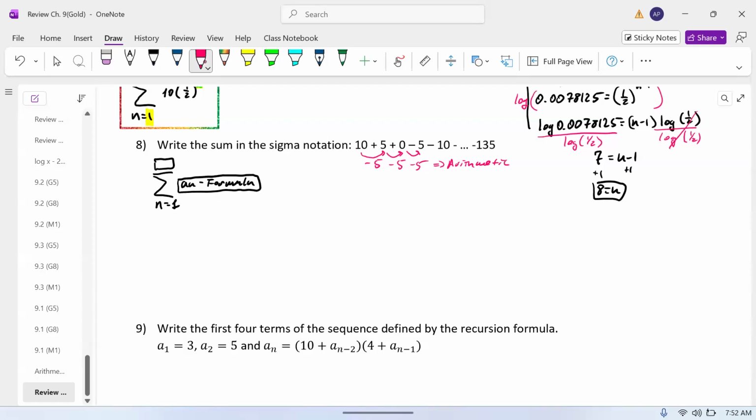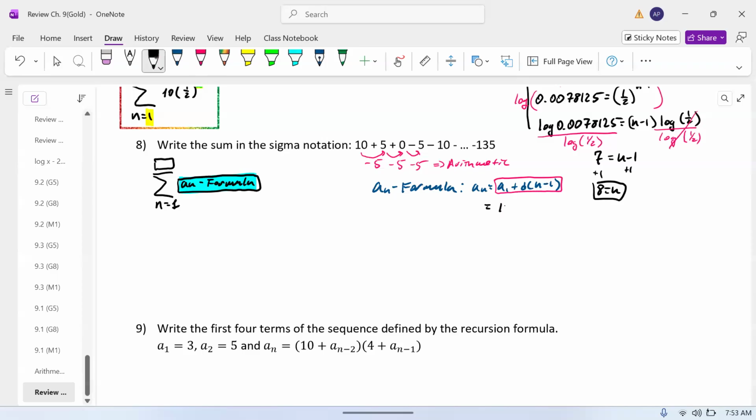So this is an arithmetic series. Knowing that, to find our a sub n formula, we're going to use a sub n equals a sub 1 plus d times n minus 1. Here, keep in mind, we're not going to put anything for a sub n because we want to find the formula. We want to basically find this portion right here.